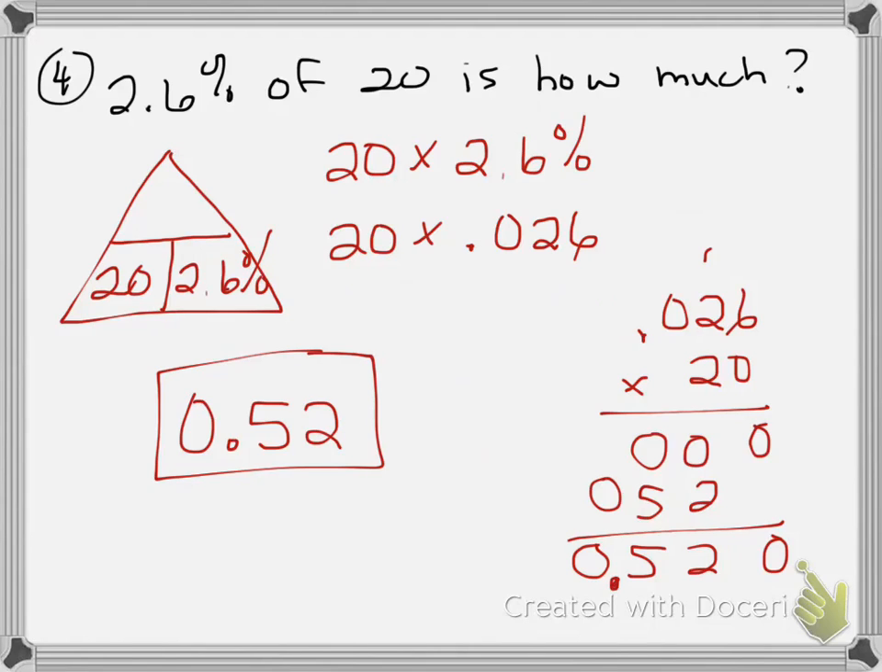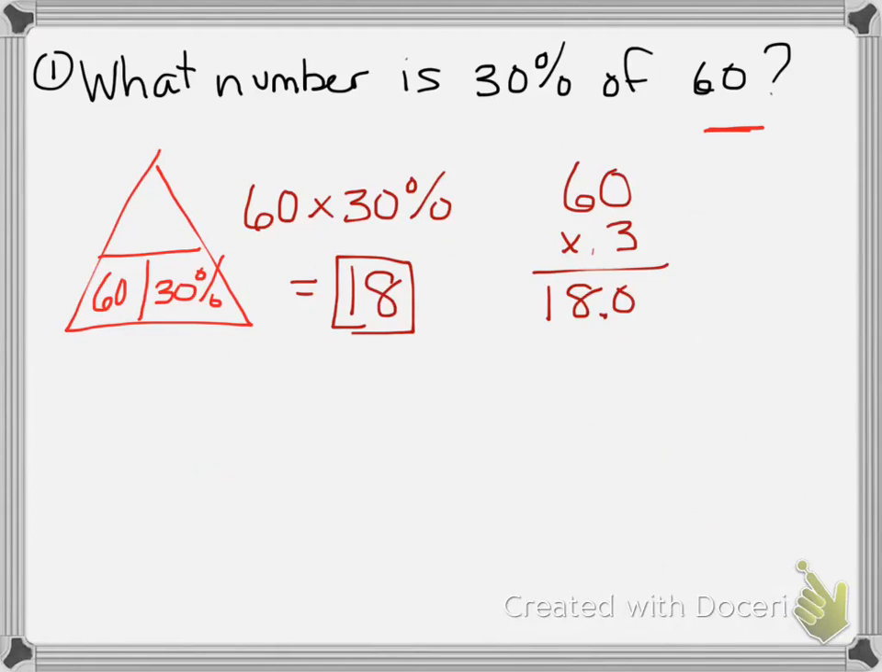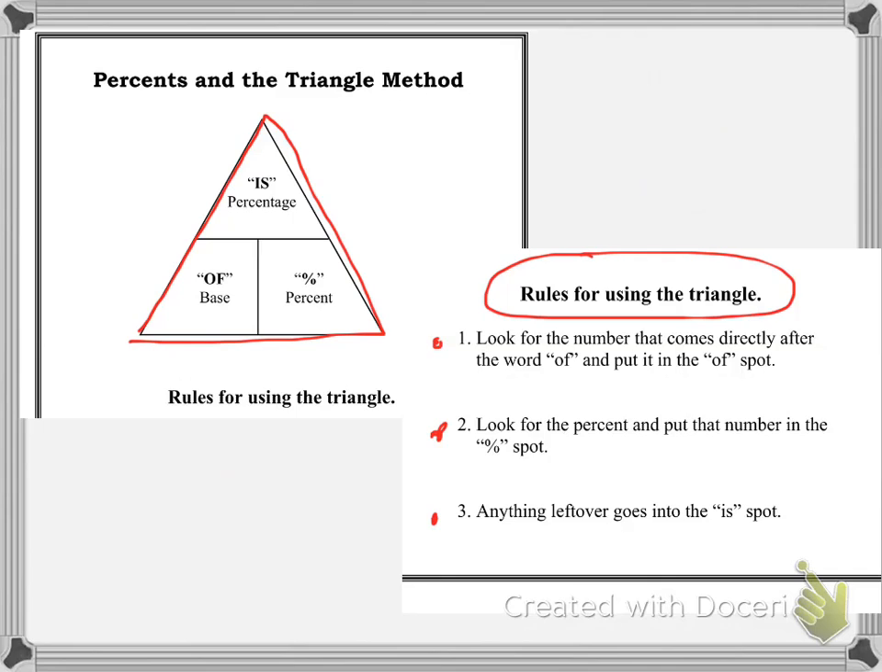Okay? Alright guys, so here is the triangle method. The theme right now for my lesson plan is always solving for the is number. The is. And the operation of the day was multiplication. So, there's our big rules. There's our big triangle. Is, of, and percent, and here are 3 rules. So basically nothing really happened in rule number 3 yet. That'll happen probably tomorrow or the next day.